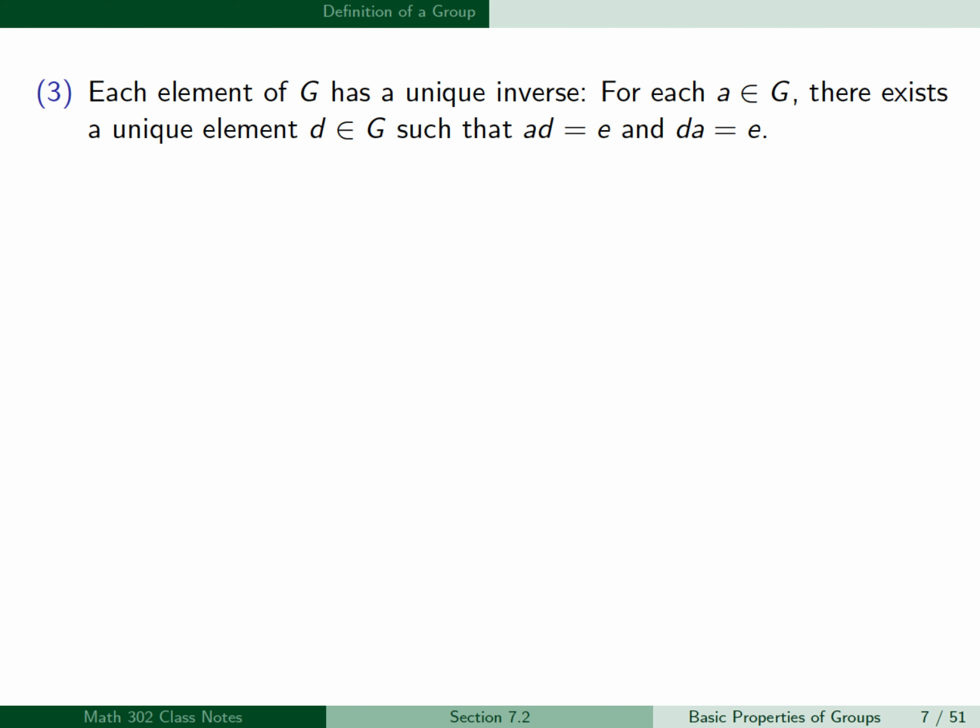Next we have part 3 of the theorem. Each element of G has a unique inverse. So for each A in G, there exists a unique element D in G such that AD is equal to E and DA is equal to E.